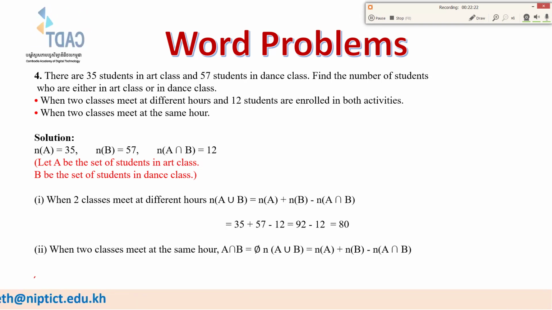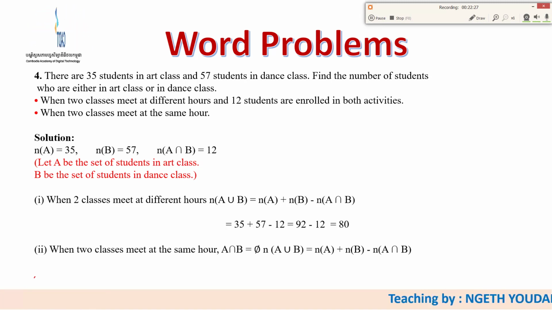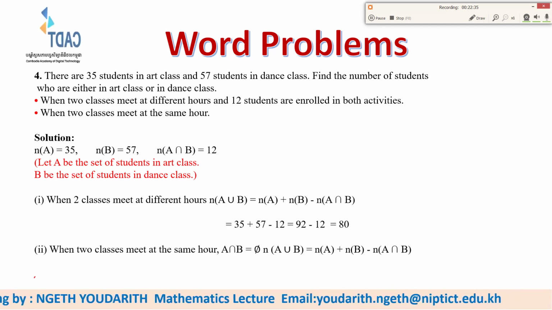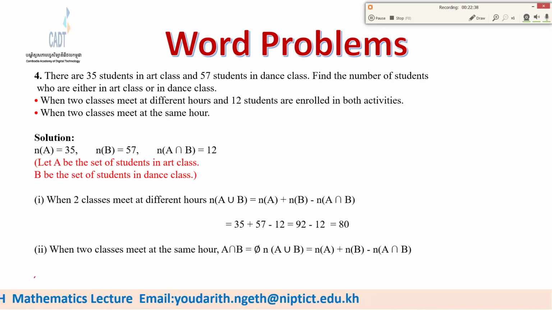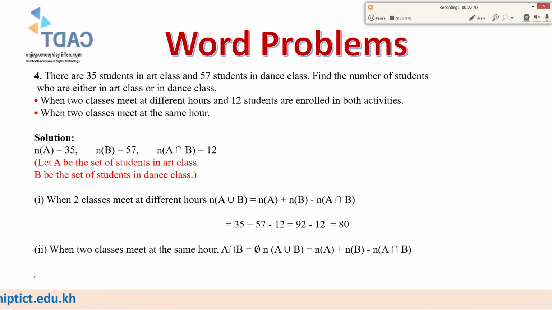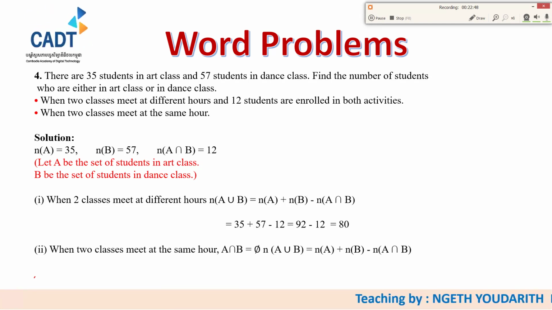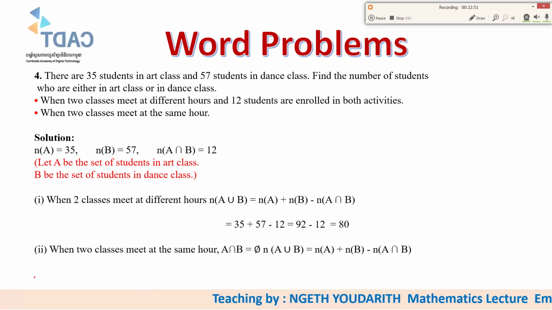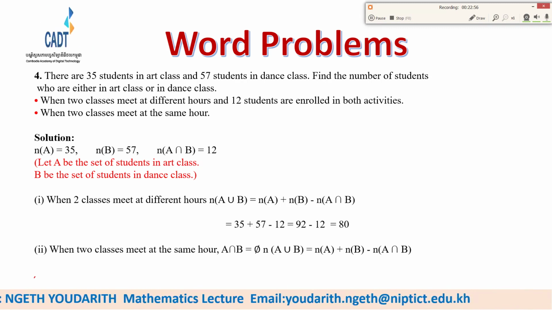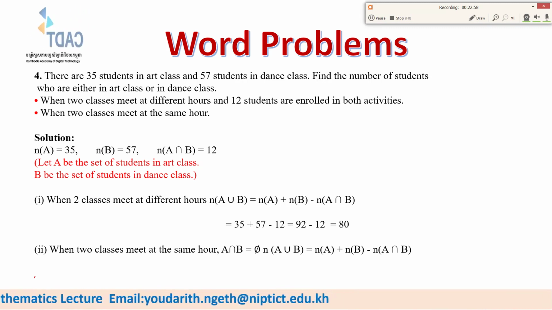If art class and dance class have different hours, then other students that like both of these classes can join. For example, art class starts from 7 and dance class starts from 10. So the dance class can be joined with the art class, and the art class can be joined with the dance class. So now it means that the cardinality of A intersection B is equal to 0.